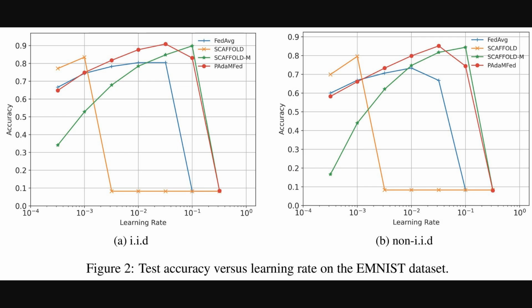Building on that efficiency, these plots from page 9 visually demonstrate the robustness to learning rates. We're looking at test accuracy, essentially how well the model performs, against different learning rates, which are settings that control learning speed, on the EMNIST dataset. Plot A is for IID data, that's independent and identically distributed data, so fairly uniform data across devices. Plot B is for non-IID data, where data varies more. Notice PAdaMFed, the red line, stays accurate across a wider range of these learning rates, especially in the non-IID case, really underscoring its stability without needing careful tuning.